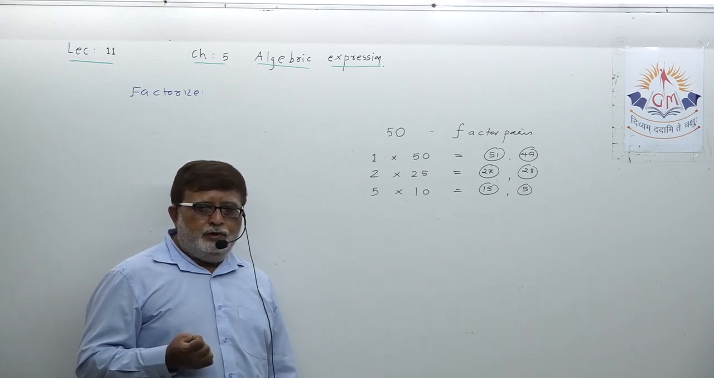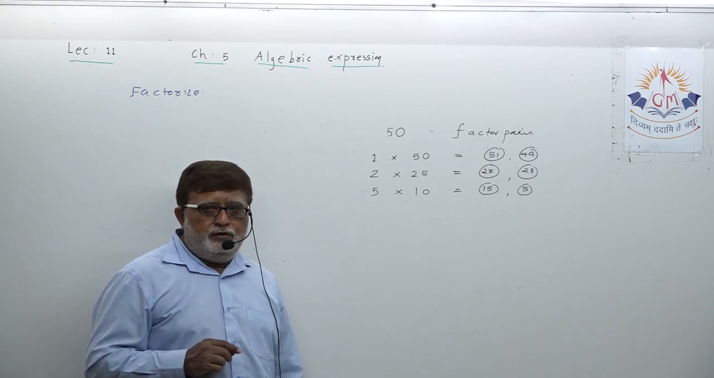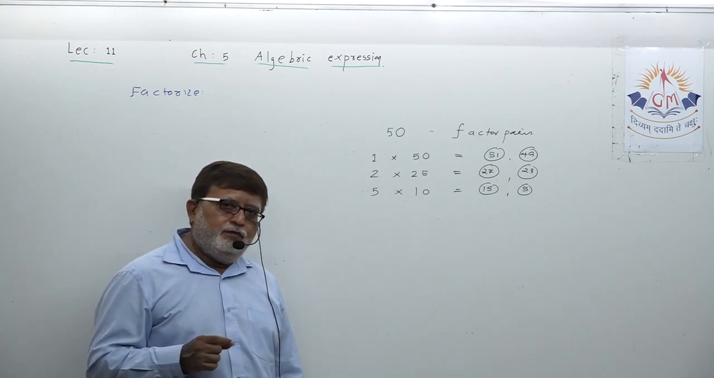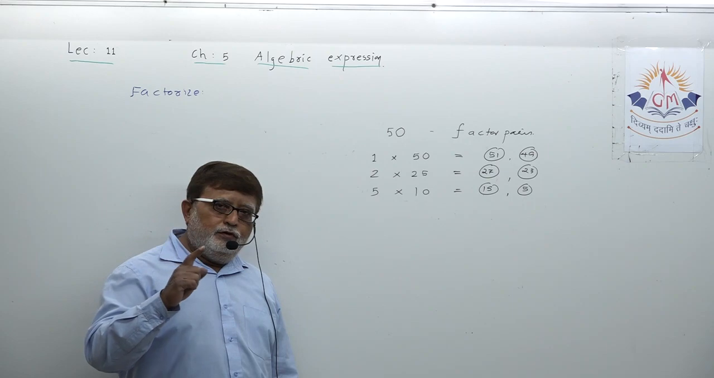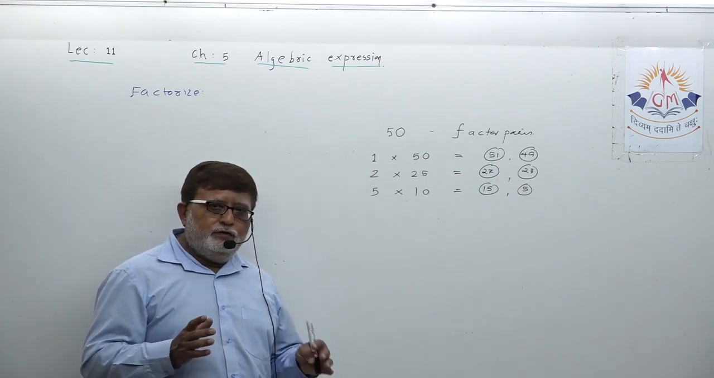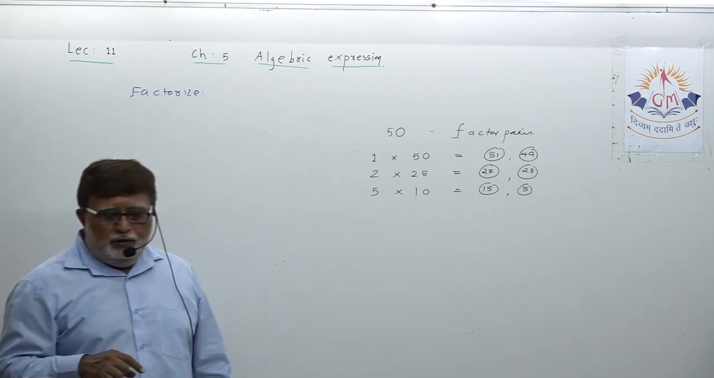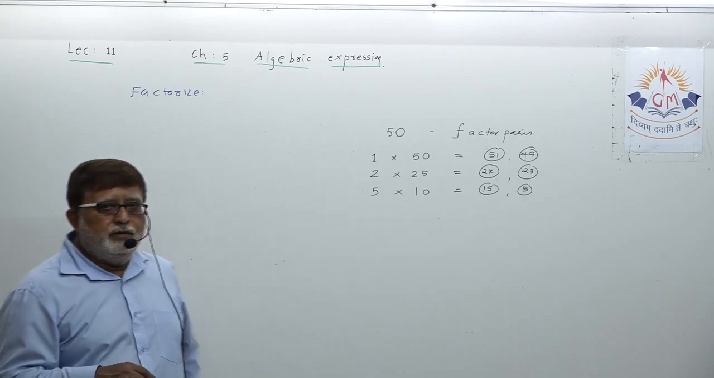Can you tell me factor of 40 whose subtraction is 6? Yes, 10 and 4 make 40, 10 minus 4 is 6. This is the concept requirement, dear student, in understanding splitting term method.